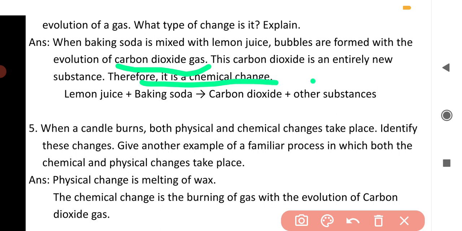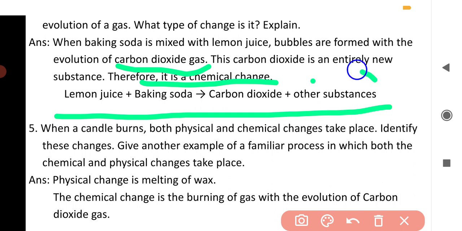And the reaction you can write: lemon juice plus baking soda forms carbon dioxide plus some other substances, which are not given in your book. No need to learn that. Just memorize this reaction. Lemon juice plus baking soda forms carbon dioxide plus other substances, and due to the formation of carbon dioxide, which is the new substance in this process, it is a chemical change. Clear?